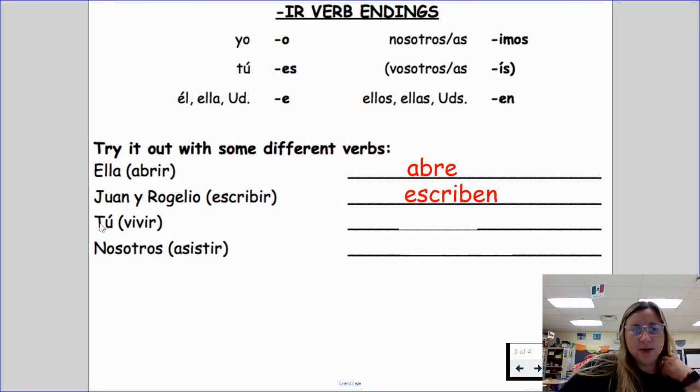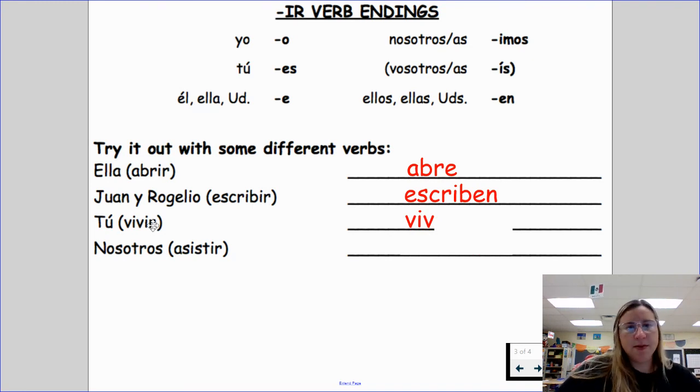All right. 2 more. Dos más. Tú plus vivir. So I chop off the IR. Oopsies. And then what ending do I put for the tú form? Vives. Vivir is a new verb for us. It means to live. To live. Pretty sweet, huh?